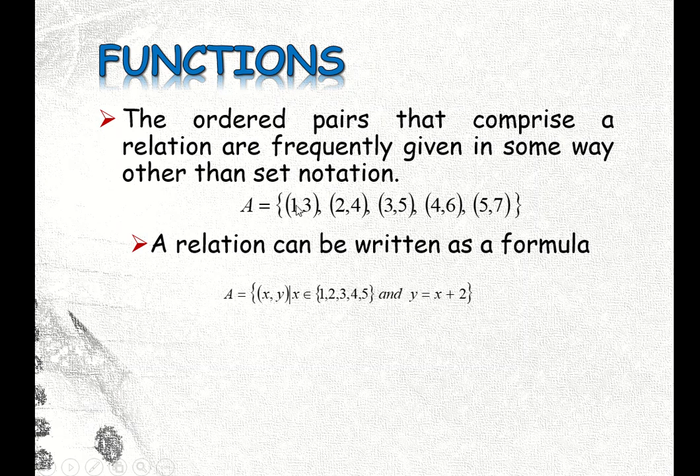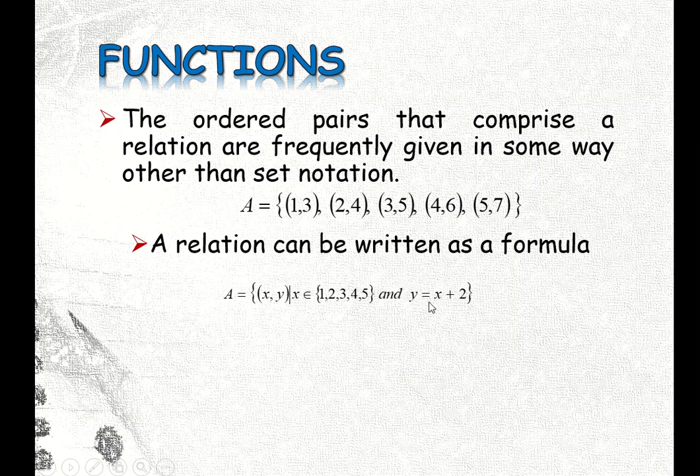If you look at these two numbers, if you subtract the first element from the second element, we've noticed that the difference is 2. Like for example, 3 minus 1 is 2, 4 minus 2 is 2, 5 minus 3 is 2, 6 minus 4 is 2, 7 minus 5 is 2. So there's a difference of 2. So that's why here in our formula we have y equal to x plus 2.